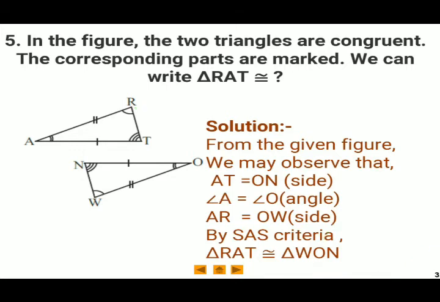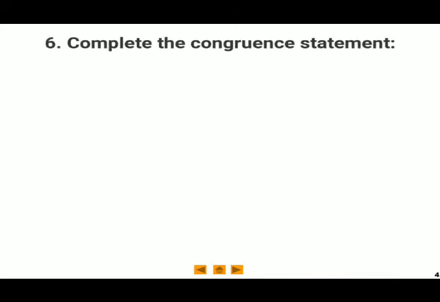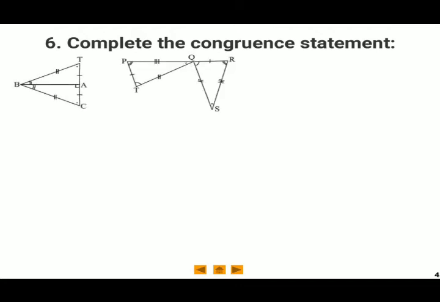After that, the next one is to complete the congruence statement. Here 4 triangles are given to you and you have to find out: triangle BCA is congruent to triangle QRS is congruent to what? After this, nothing is given. So you have to find out over here what this congruence is equal to.